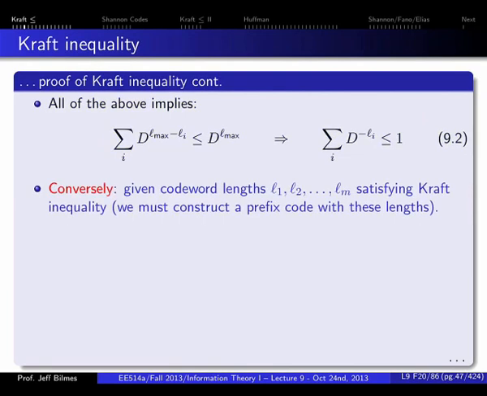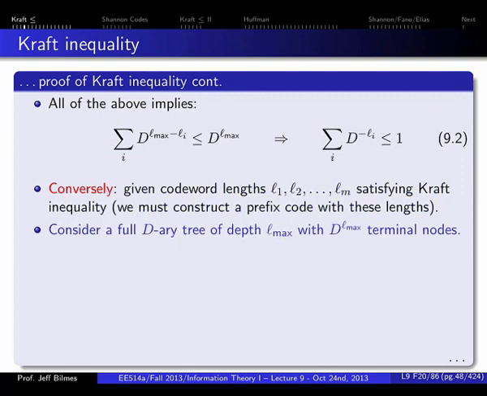So conversely, let's suppose now we've got a set of lengths that satisfy Kraft. And the goal then is, if we satisfy Kraft, we want to construct a prefix code or instantaneous code that satisfies these lengths. So how do we do this? Okay, so we've got these lengths. And L max is the maximum length.